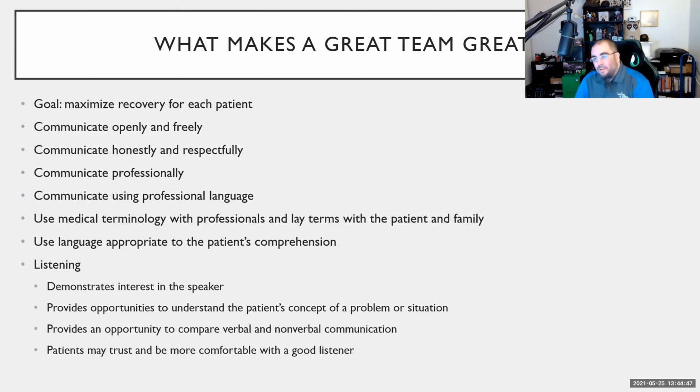Communicate using professional language. Use medical terms with professionals and lay terms with the patient, right? If you're talking to a patient about their labrum and their acromioclavicular joint and the subacromial bursa, and the patient's eyes just kind of glaze over, you've lost them, right? But when you document, you've got to say, well, the patient's pain was at the subacromial bursa, or it was at the superior lateral aspect of the shoulder. You've got to be very specific and use med terms. That's why you went through the course of Dr. Arreston. Use language appropriate to the patient's comprehension.